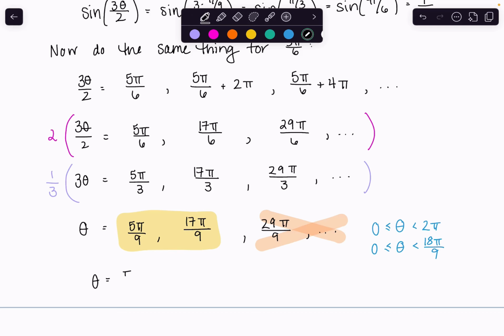So writing all those out, we got pi over 9, 13 pi over 9, 5 pi over 9, and 17 pi over 9. And then you can put them in order if you want, because the 13 and 5 technically should be switched, but not the end of the world. So those are 4 solutions to our equation.